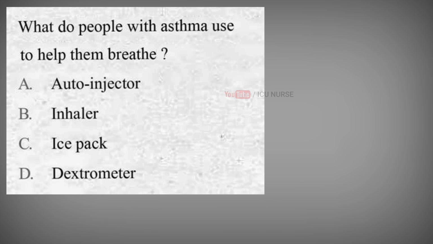What do people with asthma use to help them breathe? A. Auto-injector. B. Inhaler. C. Ice pack. D. Dextrometer. And the correct answer is B.